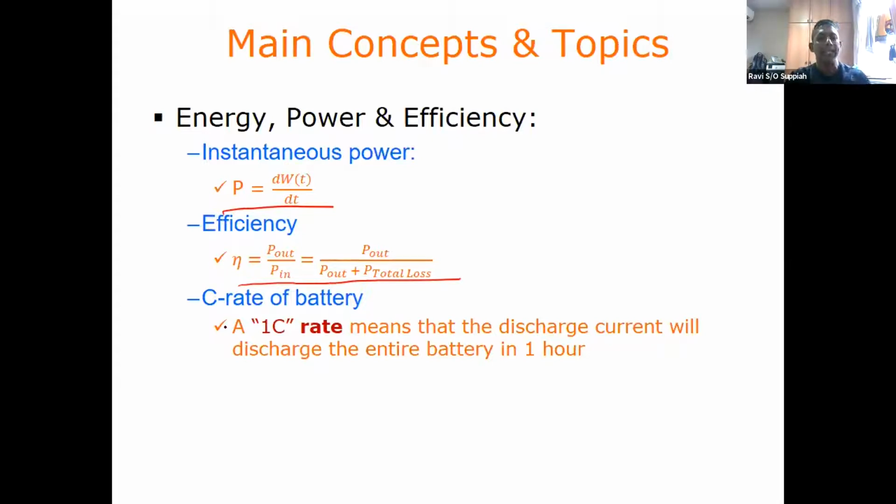The other topic that you also covered was on batteries, the C rate of a battery. One C rate means that the discharge current will completely discharge the entire battery in 1 hour. So that is the baseline. One C rate is the baseline, and from there we will look at different ways of using this.